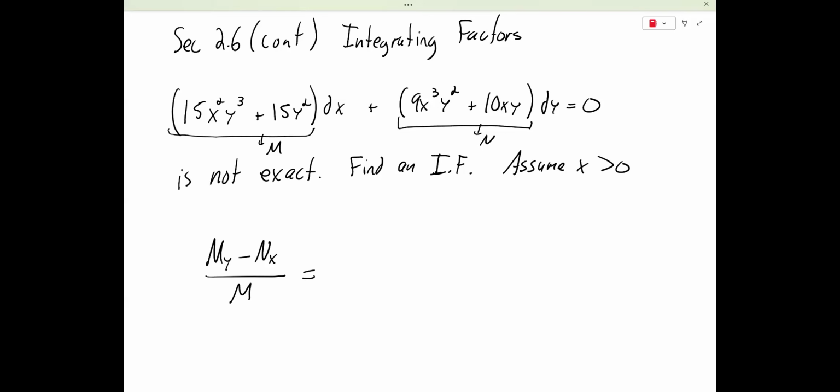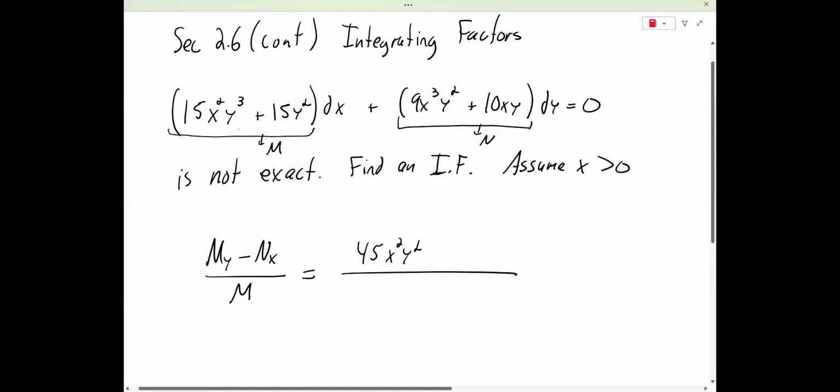So how would that go here? You have to find m sub y. Can somebody tell me about m sub y? What would that be? Partial with respect to y here. Right, 45x squared y squared. And then partial of this with respect to y would be 30y, so plus 30y. So we got that.